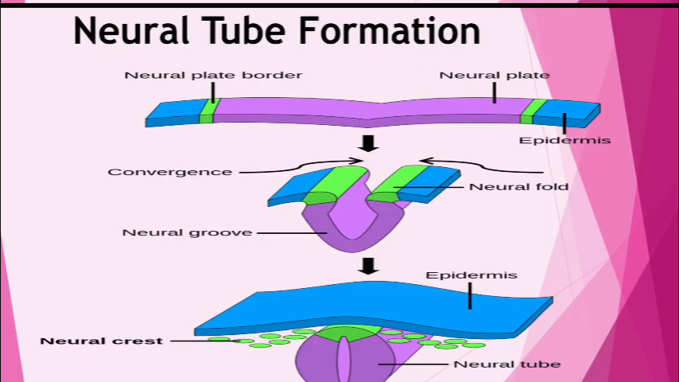Right here is an illustration of neural plate formation, the neural folds, and finally neural tube formation. You can see also the neural crest cells there. You find them between the neural tube that is formed and the epidermis, and the neural crest cells migrate laterally as the neural tube is formed.